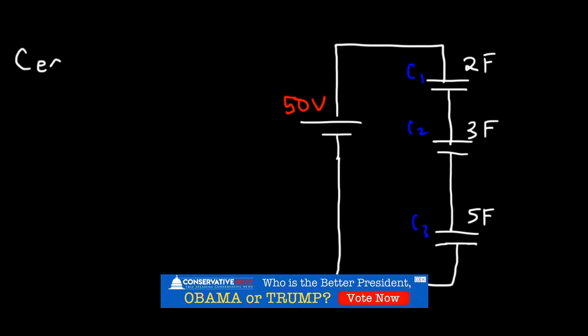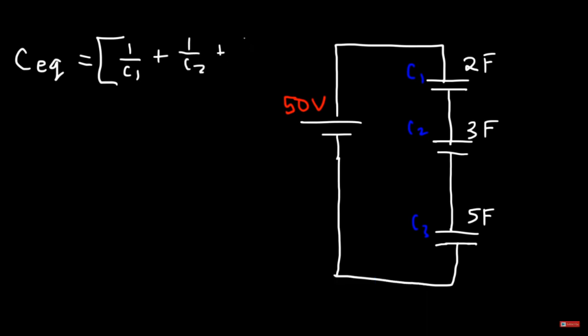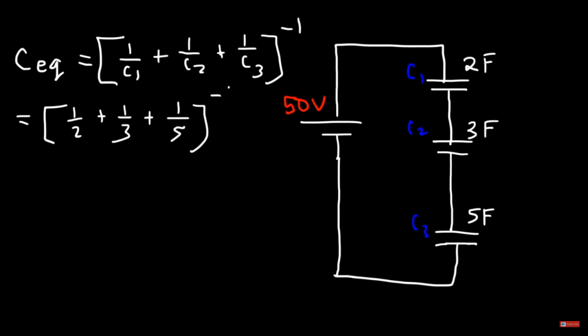A simple way to find the equivalent capacitance in a series circuit is going to be 1 over C1 plus 1 over C2 plus 1 over C3, all raised to minus 1. So it's 1 over 2 plus 1 over 3 plus 1 over 5. And just type this in exactly the way you see it in your calculator. So the equivalent capacitance is about 0.9677 farads.